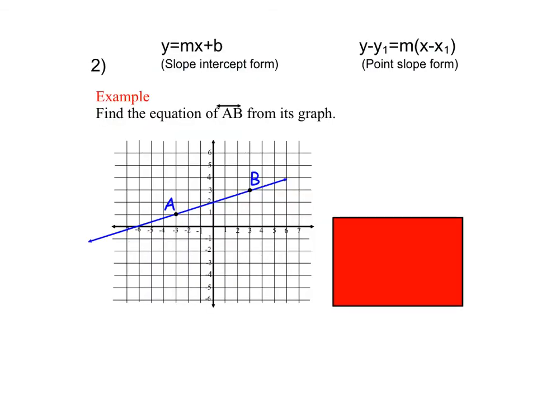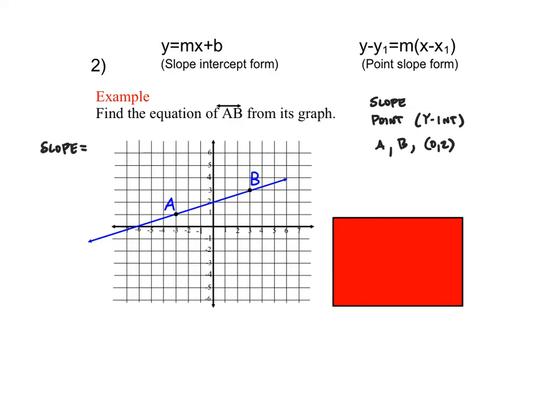Alrighty, example 2 here says to find the equation of line AB from its graph. So as I look at its graph, two things I need to know. I definitely need to know the slope, and I definitely need to know a point. Now that point could potentially be the y-intercept, if I'm given that, okay? Or it could just be any old point. I do see the y-intercept is the point 0, 2, but I also see a couple other points, point A and point B. So in this case, I have my choice of slope-intercept or point slope. Let's start by finding the slope of line AB.